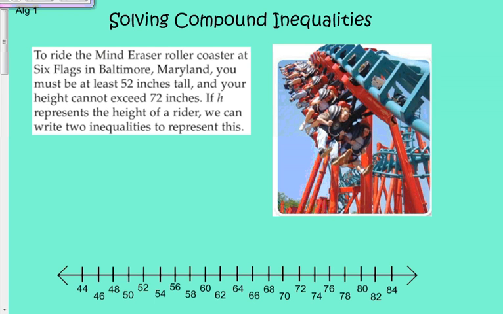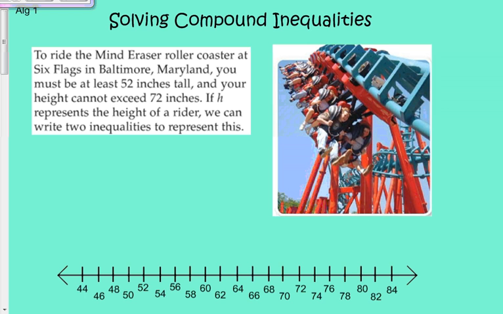All right, to read the first problem, it says to ride the Mind Eraser roller coaster at Six Flags in Baltimore, Maryland, you must be at least 52 inches tall and your height cannot exceed 72 inches. So what we have is a range. Your height has to be between 52 and 72 inches. So we're going to write an inequality that shows that.